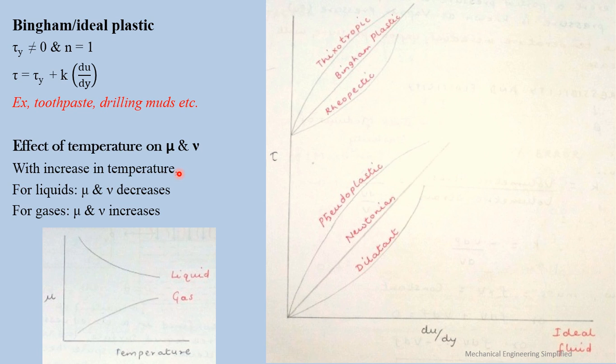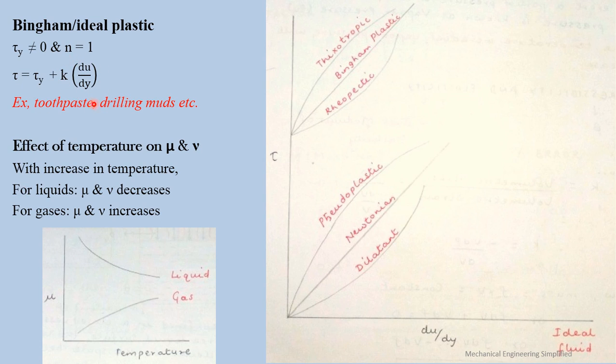Okay, and then there is ideal or Bingham plastic. Ideal or Bingham plastic, what is that? In that case, yield shear stress is not equal to 0 and the flow behavior index is equal to 1. So in this case, the power law becomes like this: tau is equal to tau y plus k into du by dy. Examples are toothpaste, drilling muds, etc. So in this case, what happens? The substance or the fluid will not flow readily, but after this tau y or this yield shear stress has been reached, they will start flowing like a Newtonian fluid.